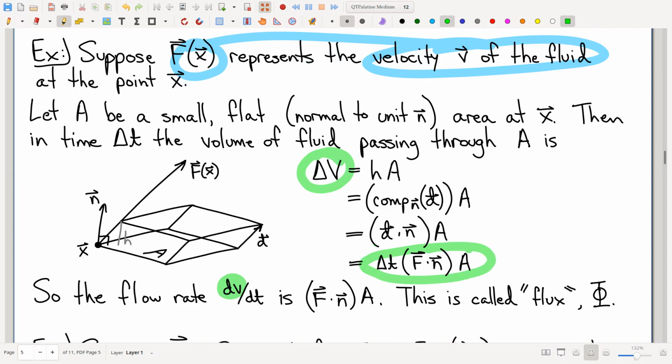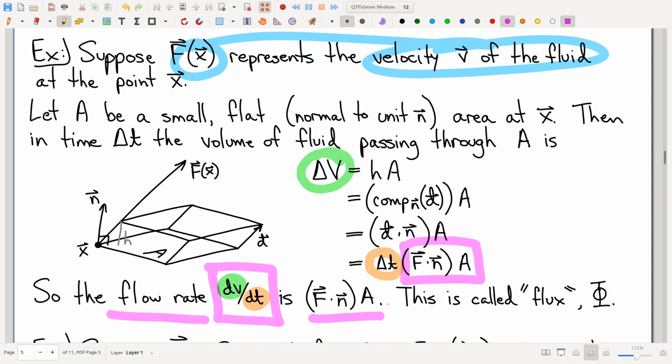But we're interested in the flow rate. We're interested in volume per unit time. So I'm going to take volume and divide by delta T, and all together then the flow rate dV dt is that right there. F dot N times A. What do you think? Anybody follow? It's ultimately just a bunch of details in a geometry problem, but this does answer our question.